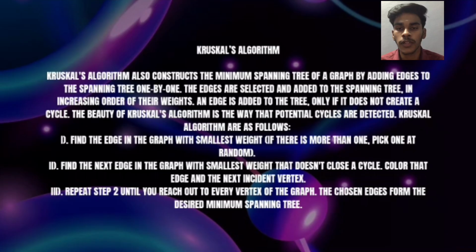The steps of Kruskal's algorithm are: firstly, find the edge in the graph with smallest weight. If there is more than one, pick one at random. Second, find the next edge in the graph with the smallest weight that doesn't close a cycle. Color that edge and the next incident vertex. Lastly, repeat step 2 until you reach every vertex of the graph. The chosen edges form the desired minimum spanning tree.